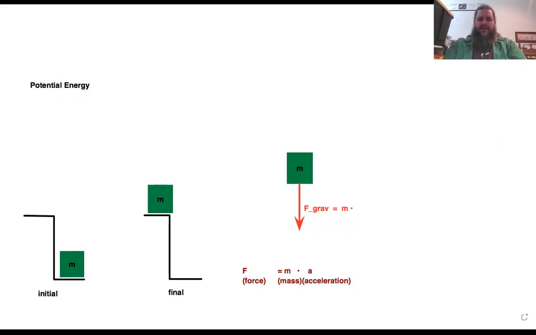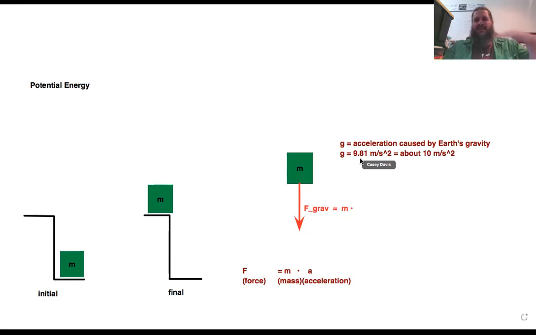On Earth, that's about 9.8 meters per second squared, or we often round that off to about 10 meters per second squared. Formally, I think it's more like 9.81, maybe 9.82. But if you just need a quick estimate, you can usually round that off to about 10 meters per second squared. That represents how quickly an object gets faster as it falls. So every second, the object is 9.81 meters per second faster than it was a second ago.